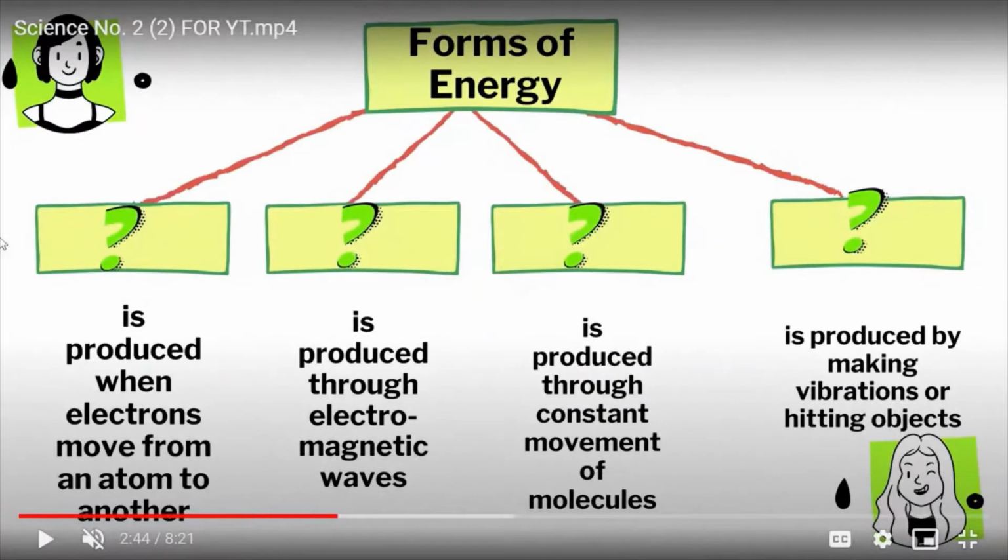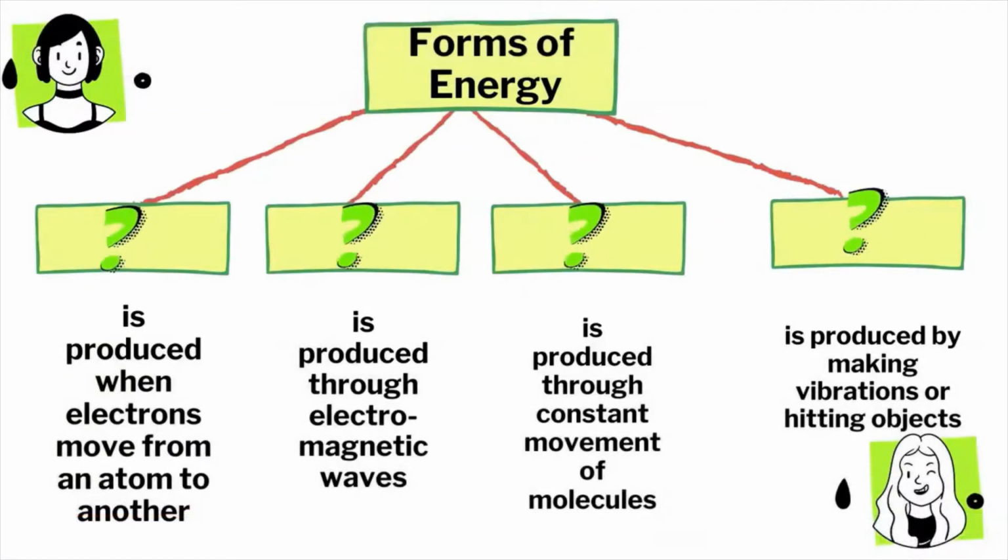Forms of energy. There are 4 forms of energy. Now, I'll be giving you a few minutes to answer. The first one is the energy which is produced when electrons move from an atom to another. The second one is an energy produced through electromagnetic waves. The third one is an energy produced through instant or constant movement of molecules. And the fourth one is an energy produced by making vibrations or heating objects. Let's go.